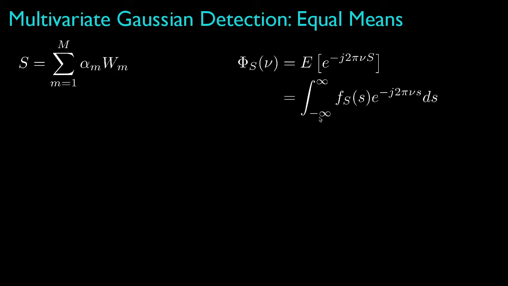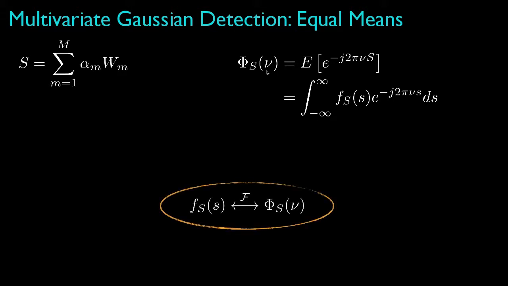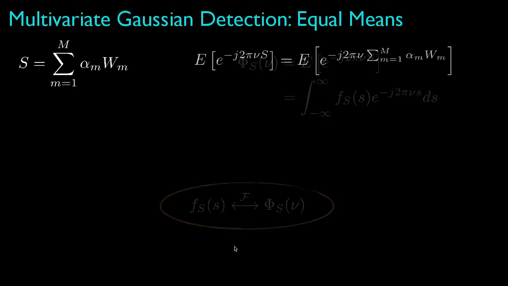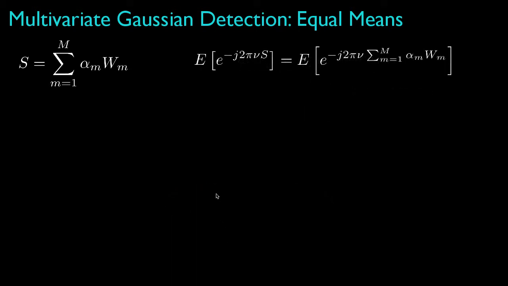Now, this turns out to be an integral that looks exactly like a Fourier transform, where nu might be interpreted as a frequency variable. This means that determining the characteristic function is equivalent to determining the probability density, provided that we can evaluate the inverse Fourier transform. To do that, we can begin by evaluating the expected value of e to the negative j 2 pi nu s. Now we'll replace s with the superposition of alpha m times the independent chi-squared random variables.